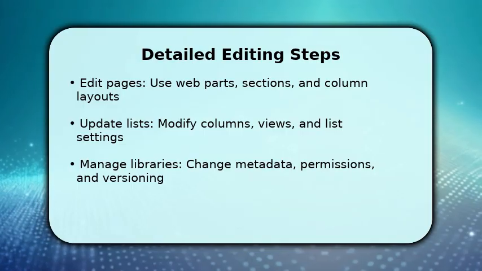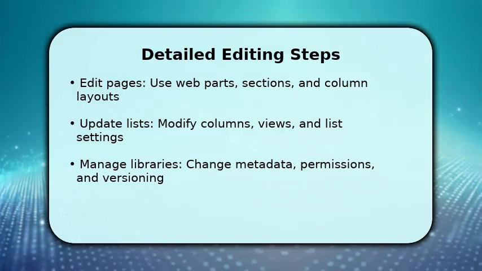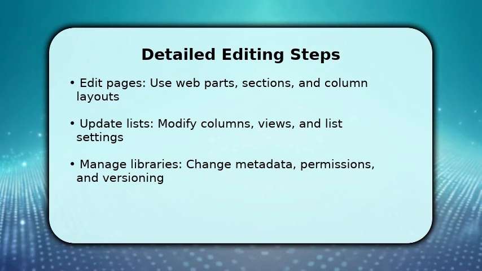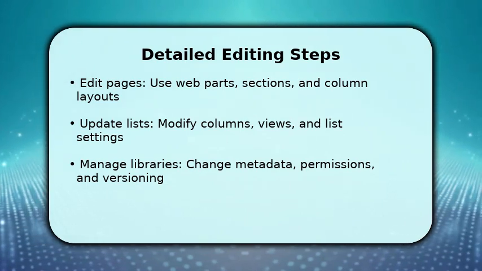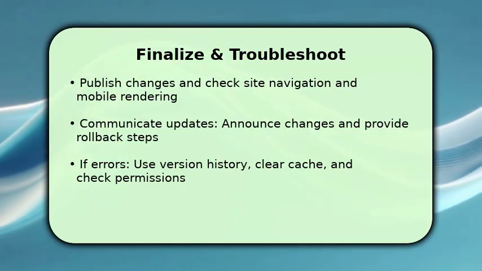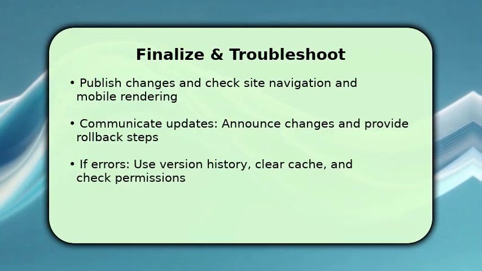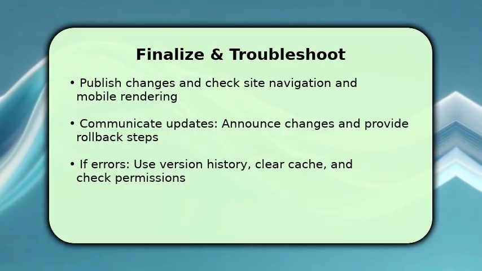Once changes are in place, use Save as Draft or Publish to control visibility. Make sure to finish by publishing the updated pages and running a quick QA pass. Click through navigation, test search results, and view the site on mobile. Once satisfied, announce the changes to stakeholders and provide a link plus rollback instructions.